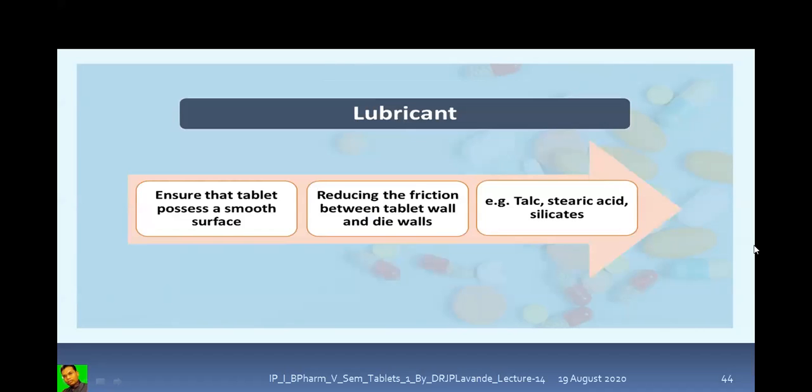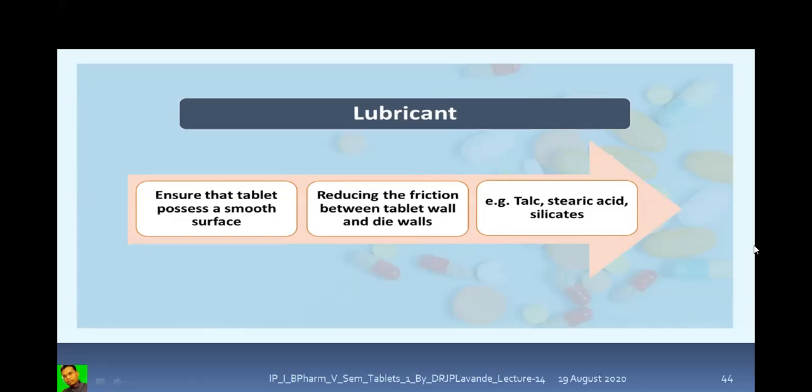In addition to the gliding agent, we require lubricants. This is the next ingredient. The lubricant ensures that the tablet possesses a smooth surface. The tablet is compressed between the upper and lower punch inside the die, so the surfaces should be smooth, and in order to get a smooth surface we require the addition of a lubricating agent.